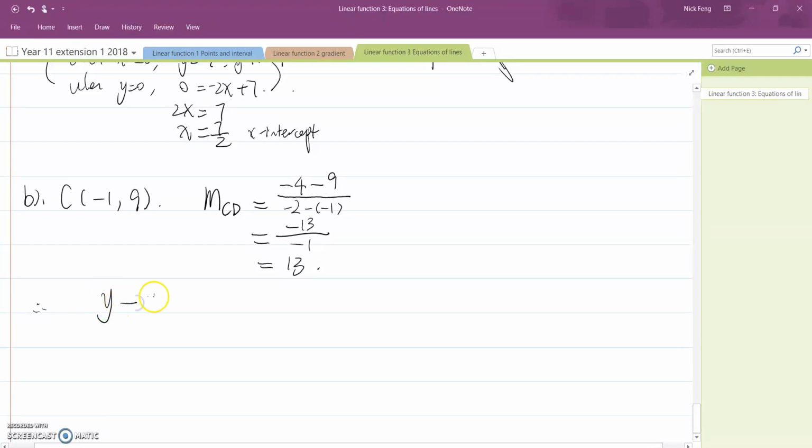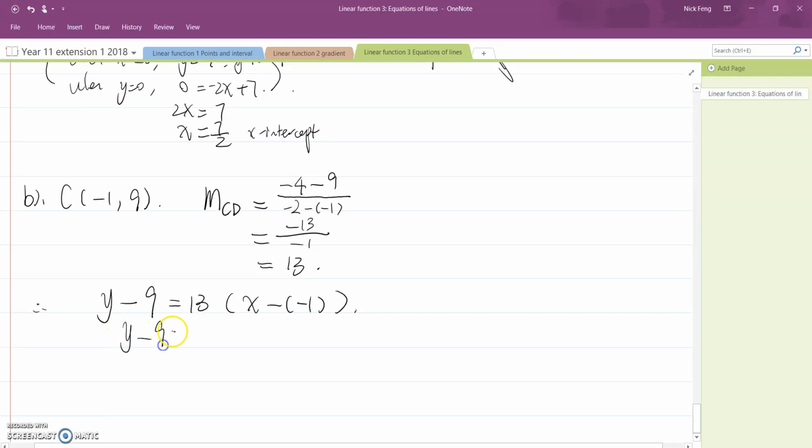y minus y1 equals m times x minus x1. Do you remember? This is the one and only way to find the equation of a line. Any other form is just a variation of this.